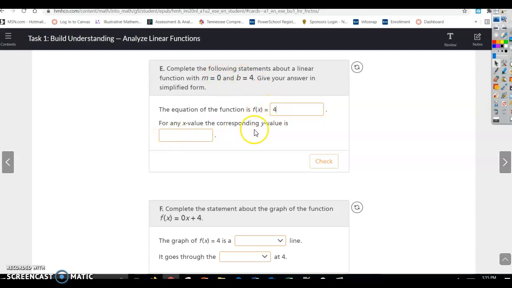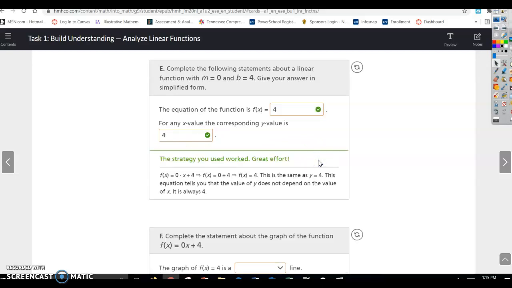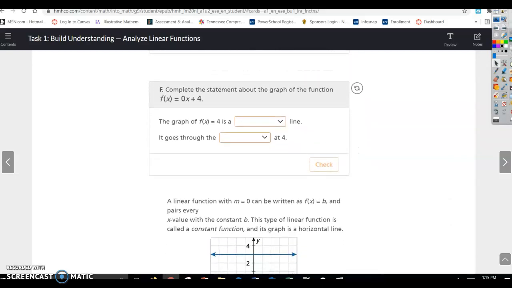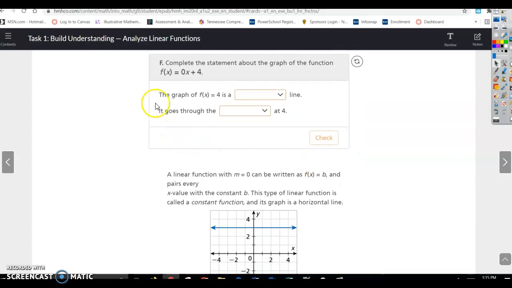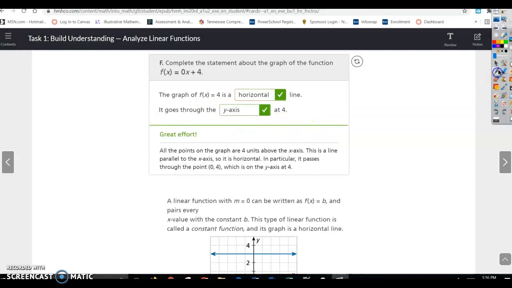For any x value, the corresponding y value is 4, because there's no slope, so it's going to be 4 every single time. All right, so complete the statement about the graph of the function f of x equals 0x plus 4. The graph of f of x equals 4 is a horizontal line, and it goes through the y-axis at 4. So if you want to know what that looks like, it's going to be sketched.